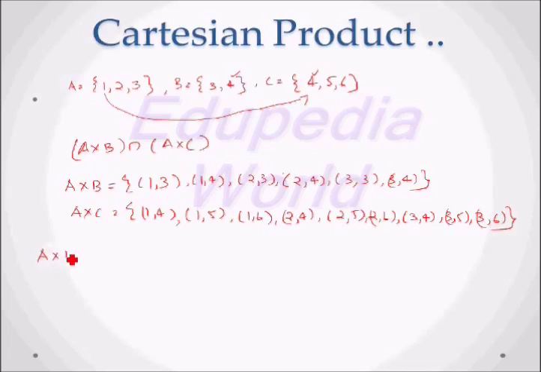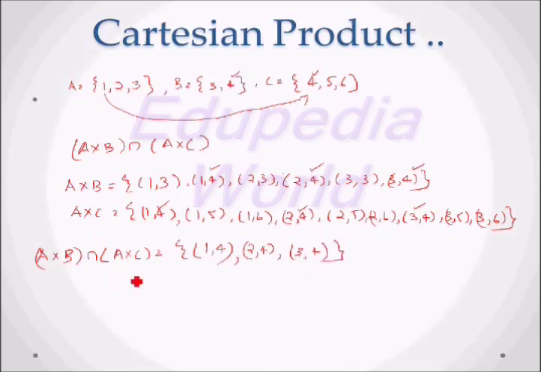Therefore (A cross B) intersection (A cross C) equals the set of all ordered pairs. So what are the common elements in these two sets? (1, 4), then (2, 4), and (3, 4). So this is the answer.